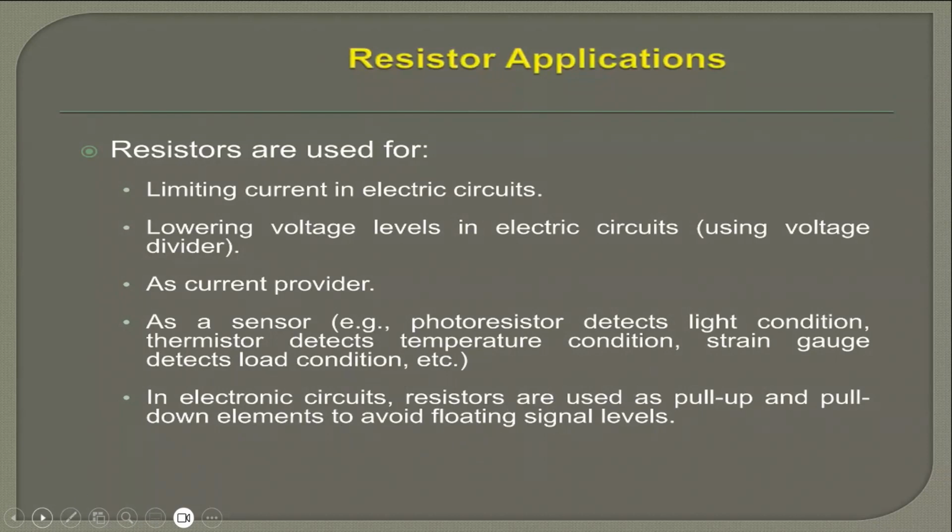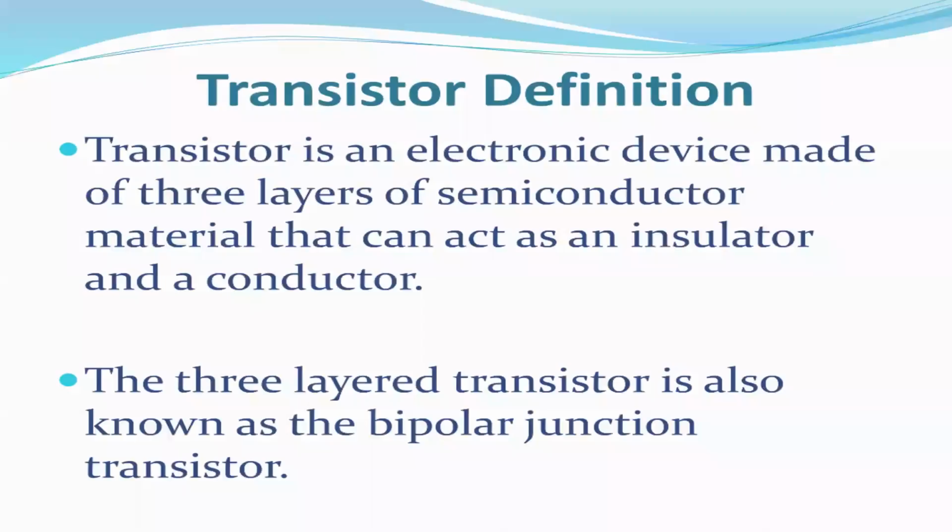So let us move on to our next slide, which talks about what a transistor is. How is a transistor defined? So transistor, this is our main topic for today. A transistor is an electronic device made up of three layers of semiconductor material that can act as an insulator and a conductor. The three-layered transistor is also known as the bipolar junction transistor.